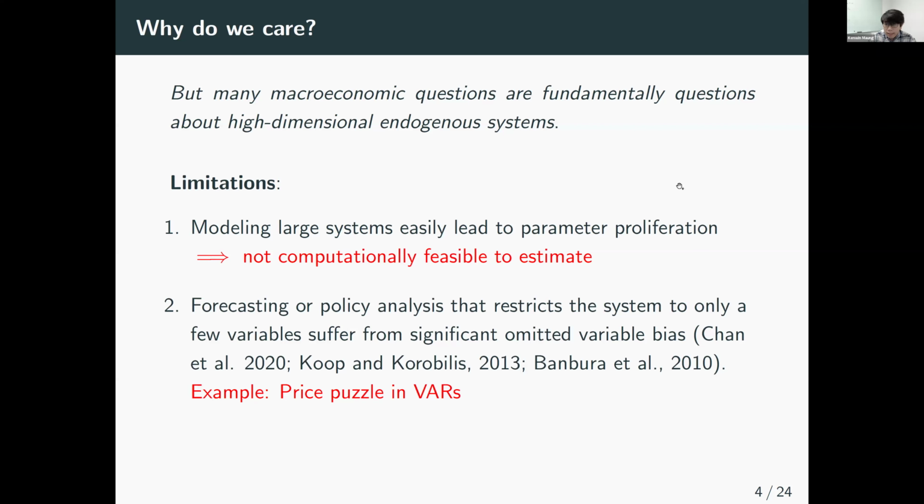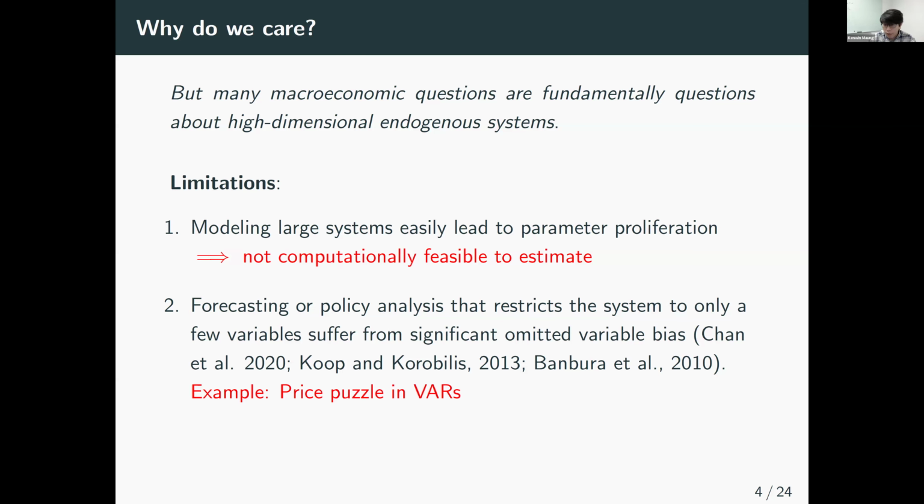And also, in forecasting or policy analysis where you have a small number of variables, you would likely incur some sort of omitted variable bias. And in this case, I think the leading example would be the price puzzle in vector autoregressions. In that situation, if you run a simple linear VAR with just 3 variables, say output, inflation, and interest rate, what you might realize is that if you have a positive shock to the interest rate, people have often observed that inflation increases, which is very counterintuitive.